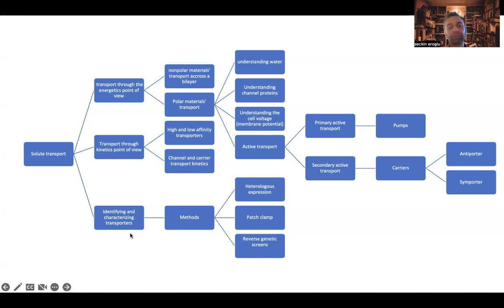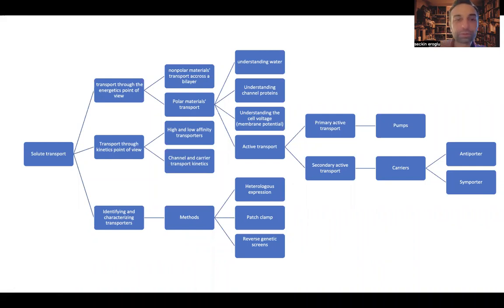Then we will move on to how to identify and characterize new proteins on the plasma membrane, and I will let you know about the methods which we also use in our lab, like heterologous expression, expressing the gene in the yeast and looking at it, and patch clamp. This is an in vitro method. And then reverse genetic approaches are also possible using Arabidopsis mutant lines. So this is the outline of what we are gonna see.